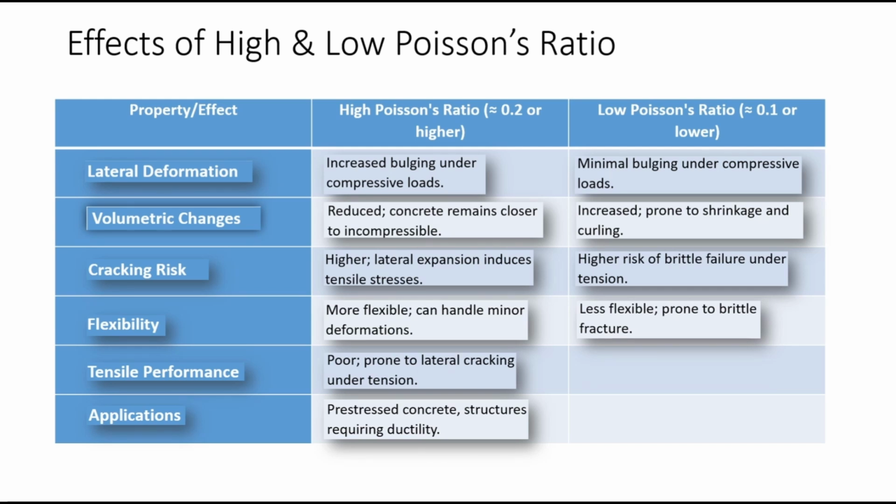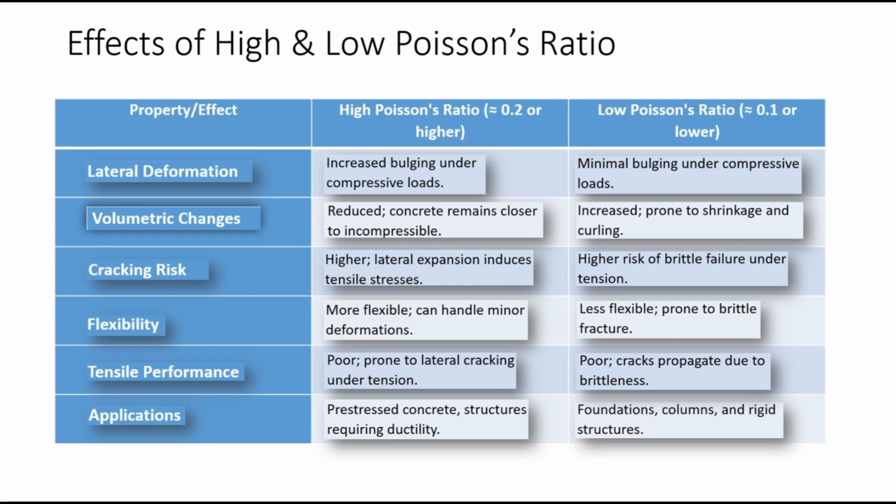A low Poisson's ratio is going to make the concrete less flexible. It's going to make it prone to fracture. A low Poisson's ratio is going to make the tensile performance of concrete poor. Cracks propagate due to brittleness. The application of a low Poisson's ratio concrete can be in foundations, in columns, and rigid structures.